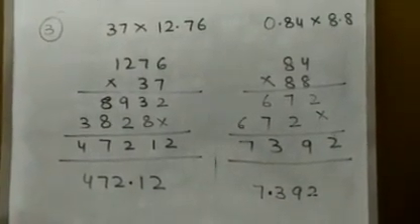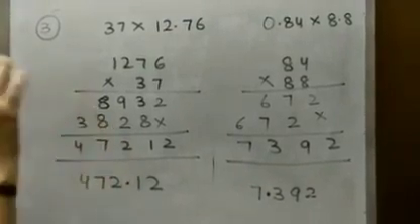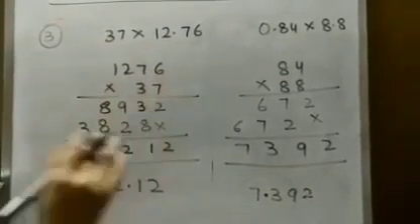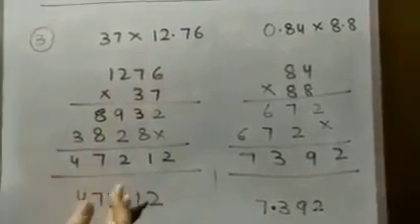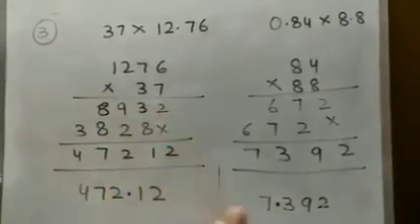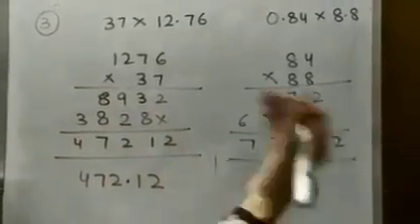In this way we can multiply even 3 numbers. Just multiply the numbers with the numbers, then count the number of digits after the decimal in all those 3 numbers and place your decimal from right to left.